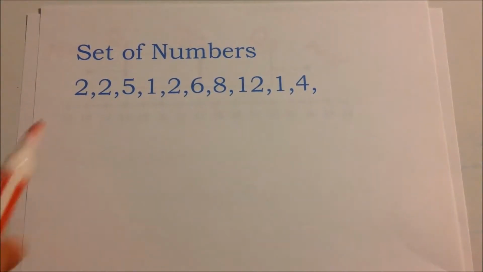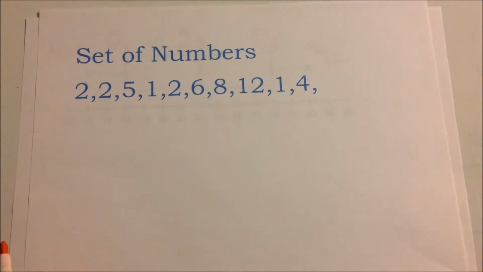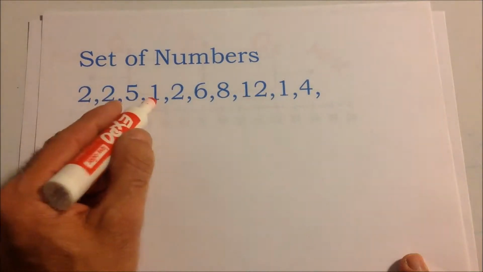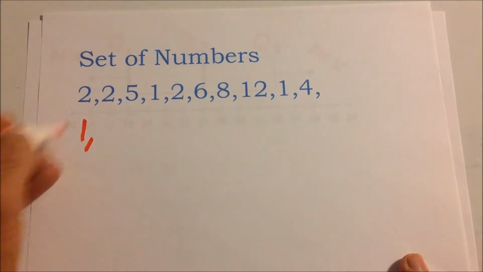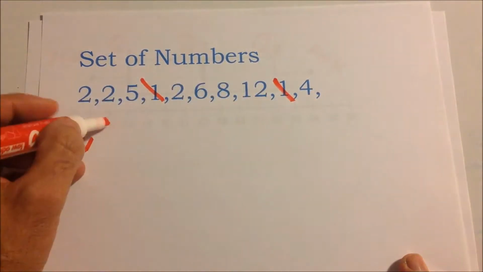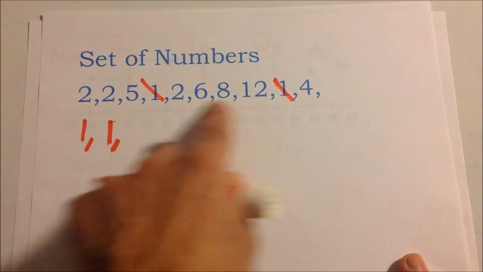First thing you want to do when you see these numbers is make sure they're in order. So let's look at them. They're not in order. We see that 1 is first, so we put a 1. Make sure you cross it out so you don't miss it. There's another 1 right there. Okay, so there are no more 1s left.